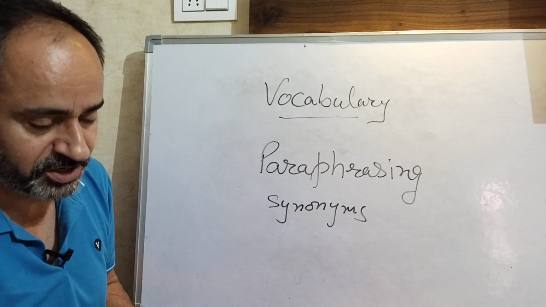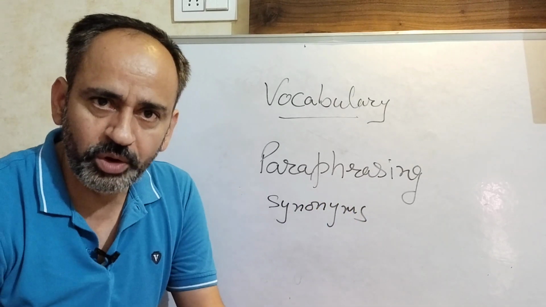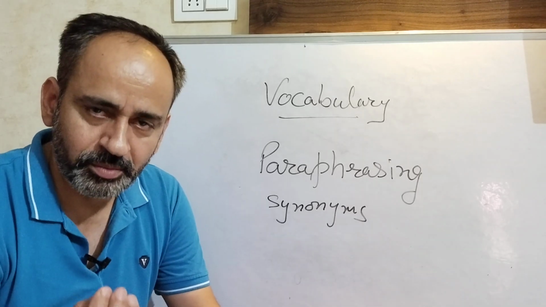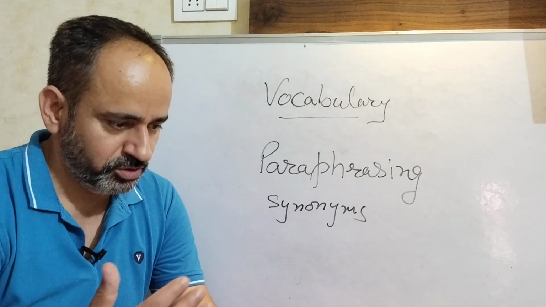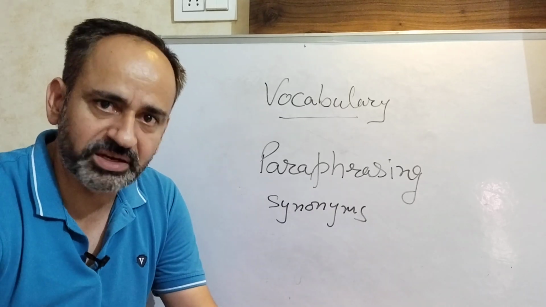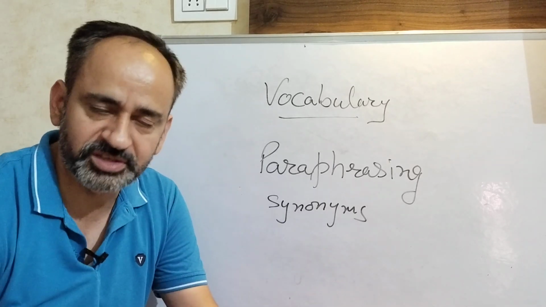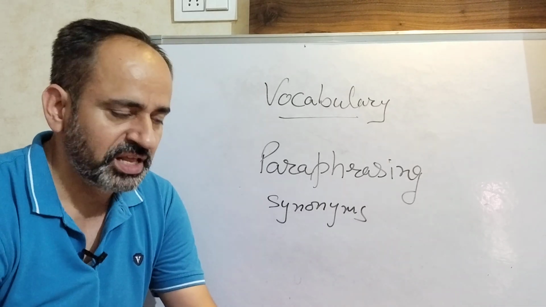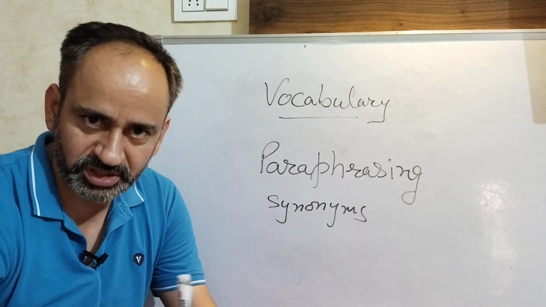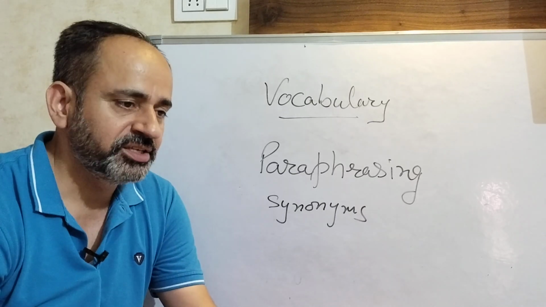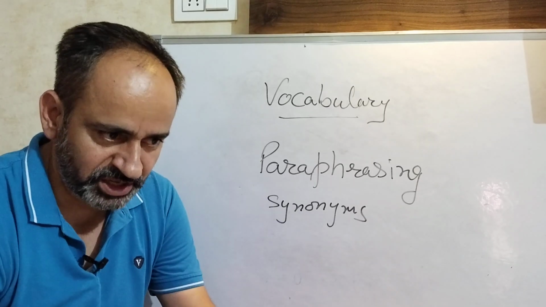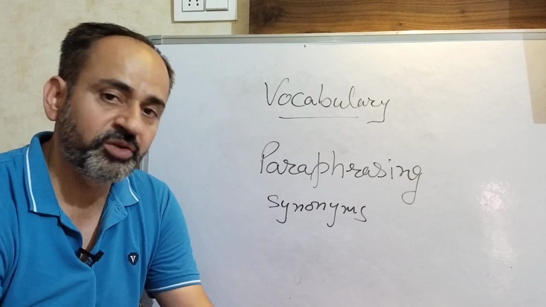For example, I just tell you over here, gold, silver. Gold and silver, precious metals. Okay, so paraphrasing is gold and silver are precious metals. So the precious metal means gold or silver. So there are so many other words like water, oil, liquids. So this is paraphrasing.